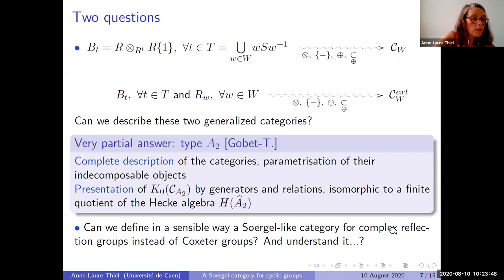Makes sense. Great place to stop. So we'll start again in 5 minutes at 28 of the hour. Okay. Time, please ask questions. I have questions, of course.